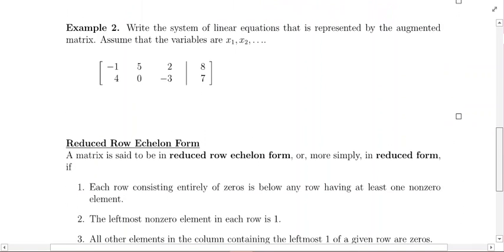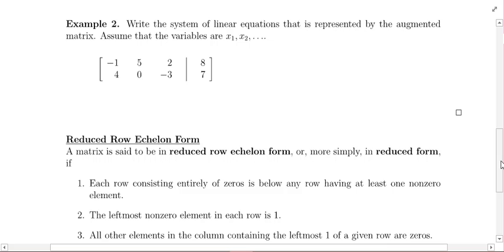In example 2, we're going to do the opposite. You get the matrix, and you're going to translate it back into a system of equations. Example 2: write the system of linear equations that is represented by the augmented matrix. Assume that the variables are x1, x2, and so on.